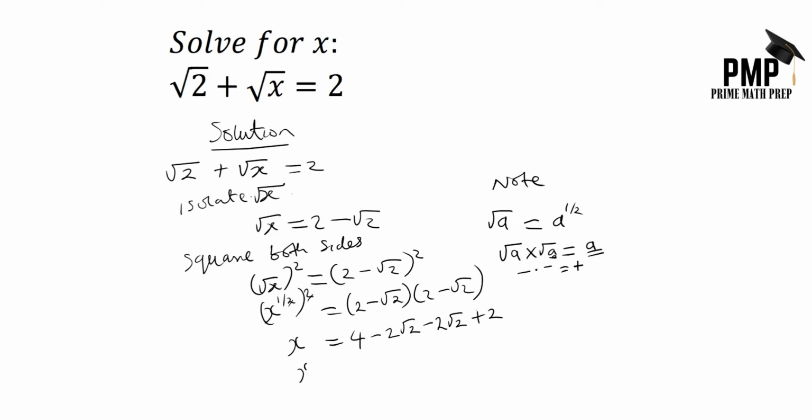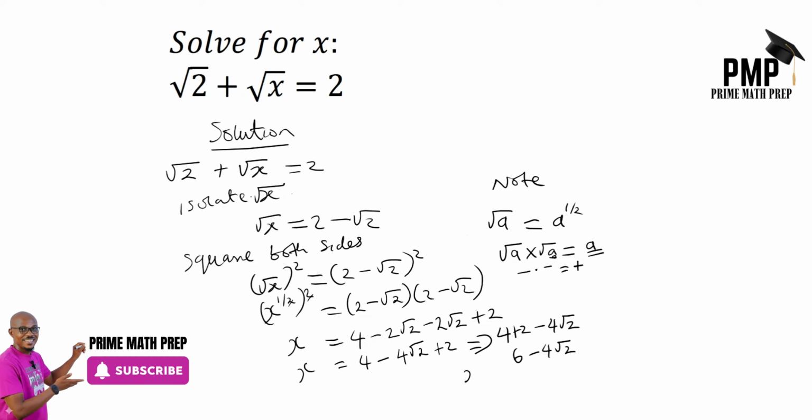Our x will now be 4 minus 2 root 2 minus 2 root 2, which gives us negative 4 root 2, plus 2. This will give us 4 plus 2 minus 4 root 2. 4 plus 2 is 6 minus 4 root 2. And this is the value of our x.